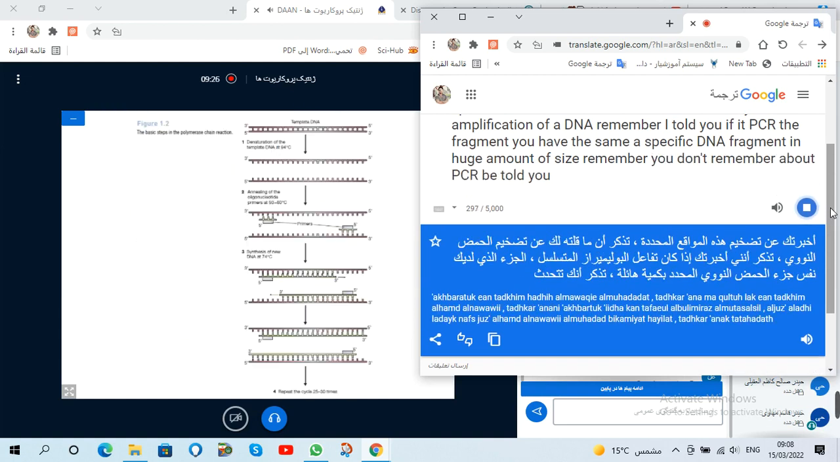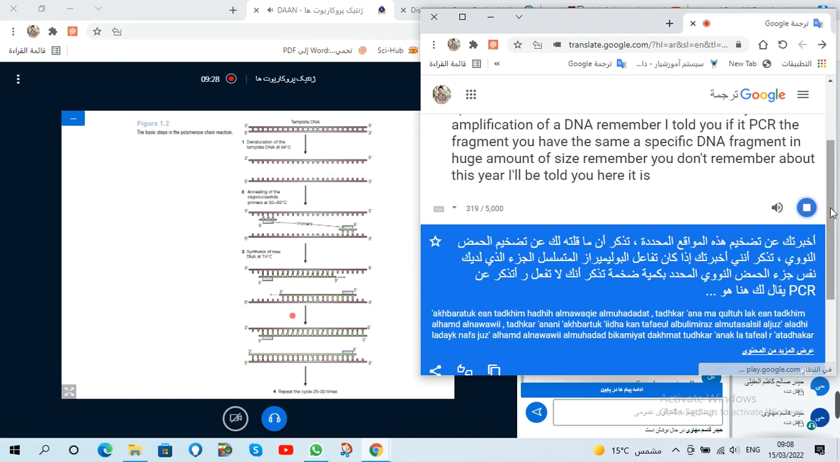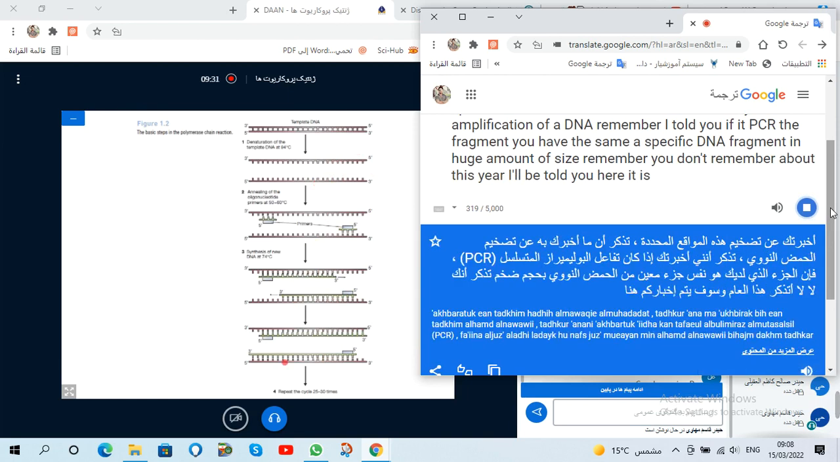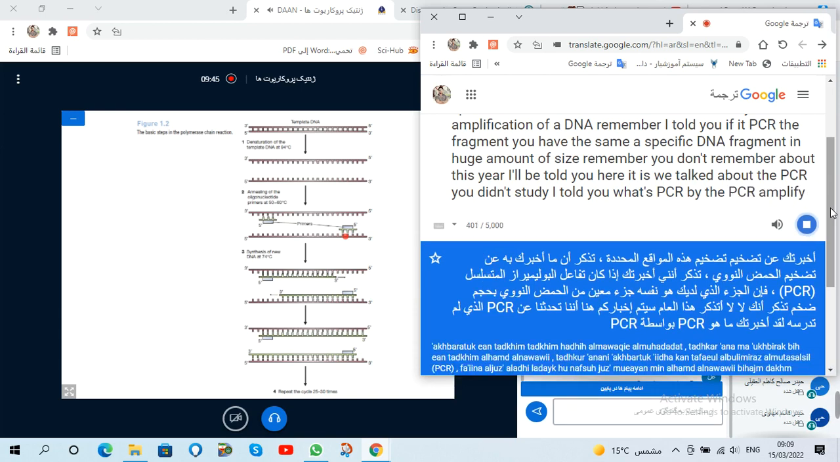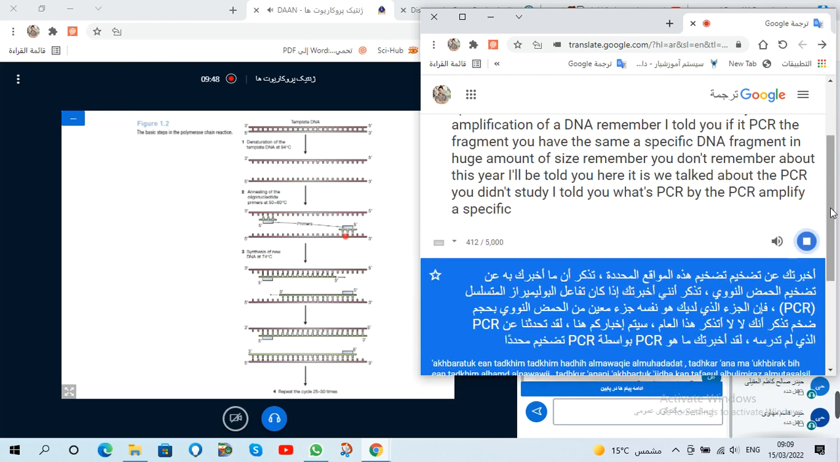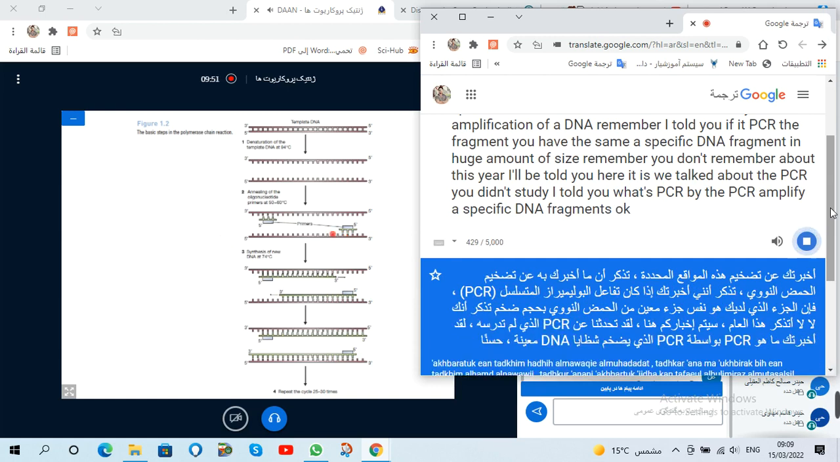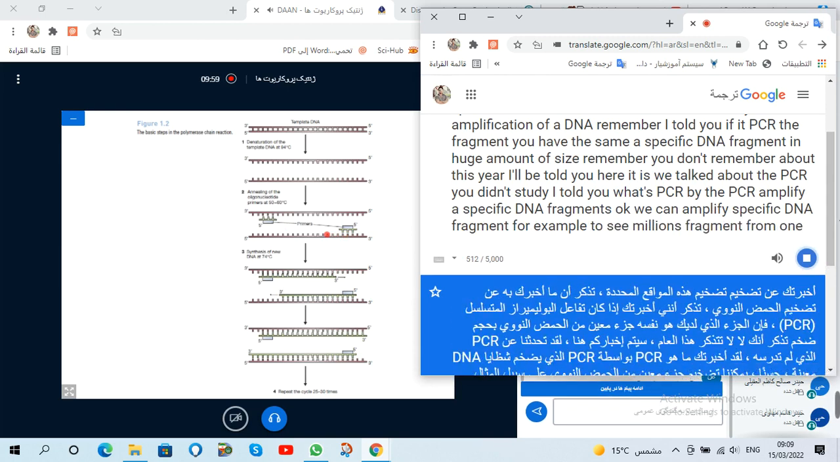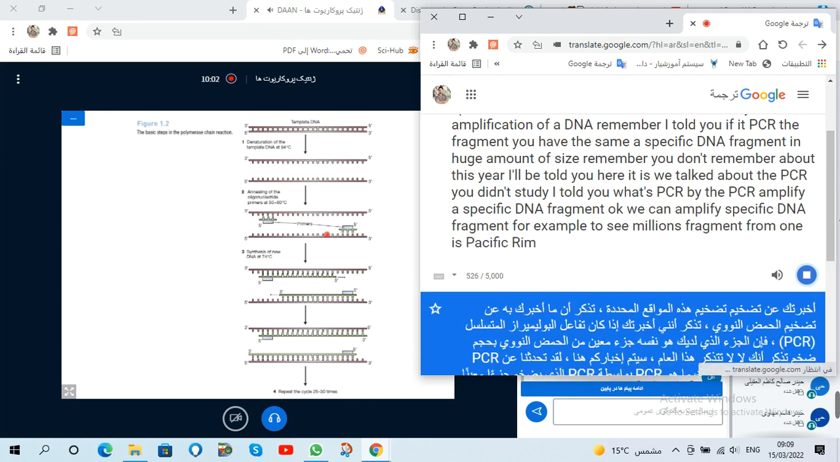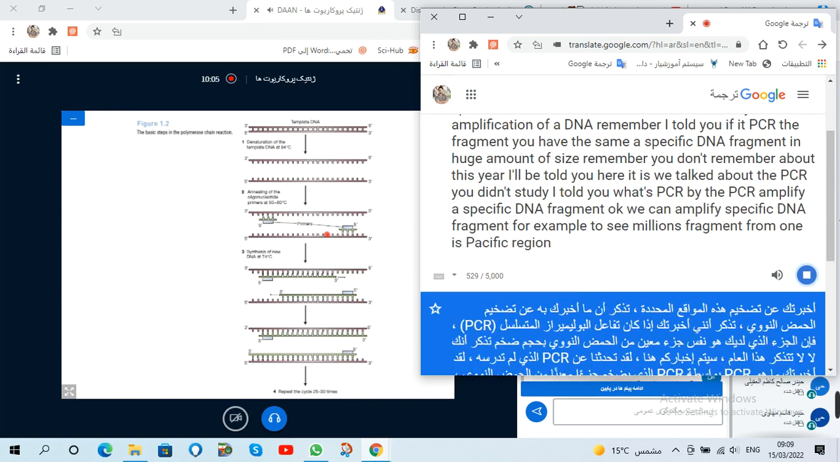We told you. Here it is. We talked about the PCR. You didn't study? I told you. What is PCR? By the PCR, we can amplify a specific DNA fragment. We can amplify a specific DNA fragment, for example, 30 million fragments from one specific region. You remember now?